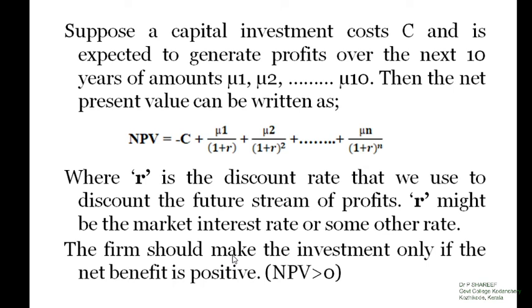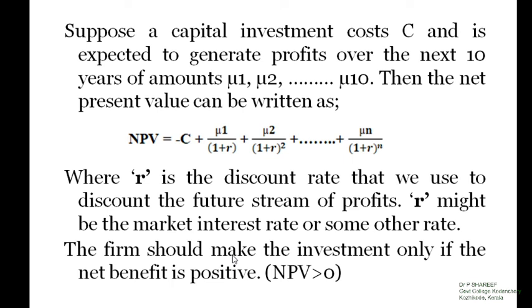Suppose a capital investment costs C dollars and is expected to generate profits over the next 10 years of amounts mu1, mu2, etc. up to mu10, then the net present value can be calculated by using the equation: net present value is equal to minus C plus mu1 by 1 plus R plus mu2 by 1 plus R square plus etc. mu10 by 1 plus R raised to 10.